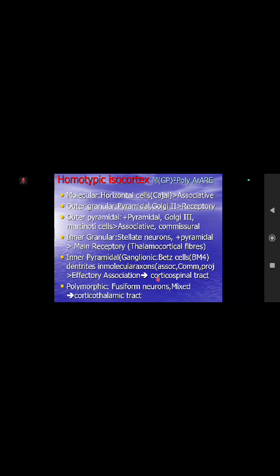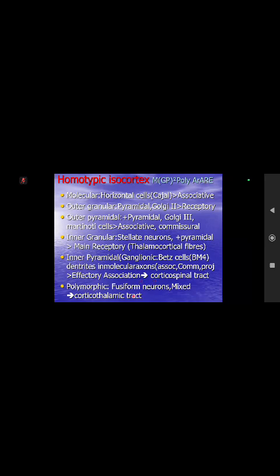And then we have a polymorphic layer. Now, the polymorphic layer contains smaller neurons, a mixed type of neurons. Some are pyramidal, some of them are oval, that means they are rounded sort of neurons. And these ones are the main source of the corticothalamic tract.